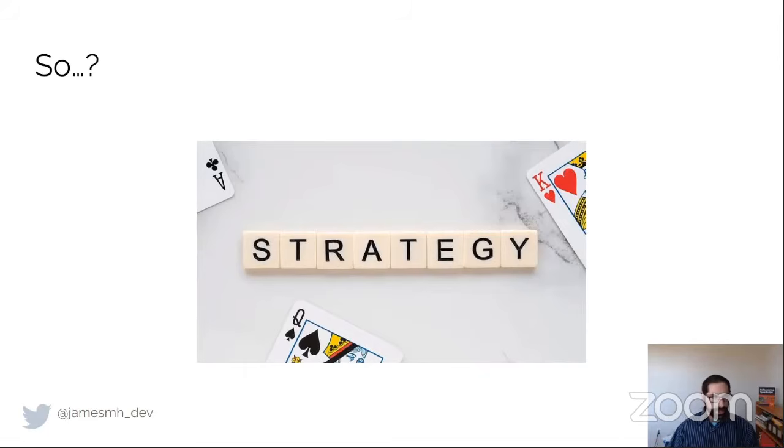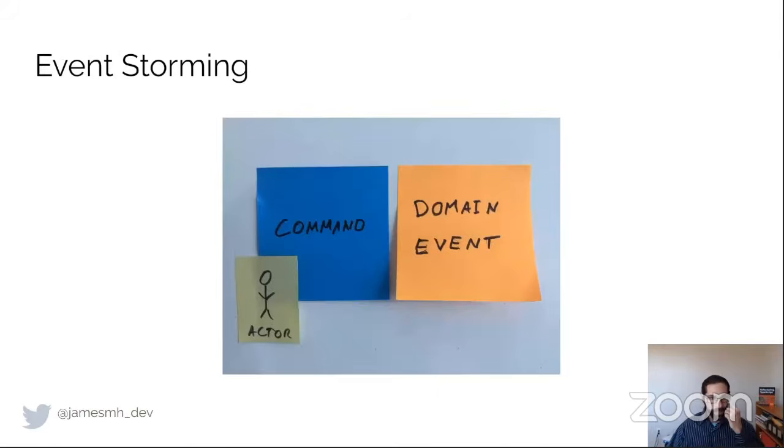So all that being said about startups, how do we build a strategy to fix that? What tools are there to facilitate that? And of course, event storming is probably one of the bigger, most helpful tools that we can use.